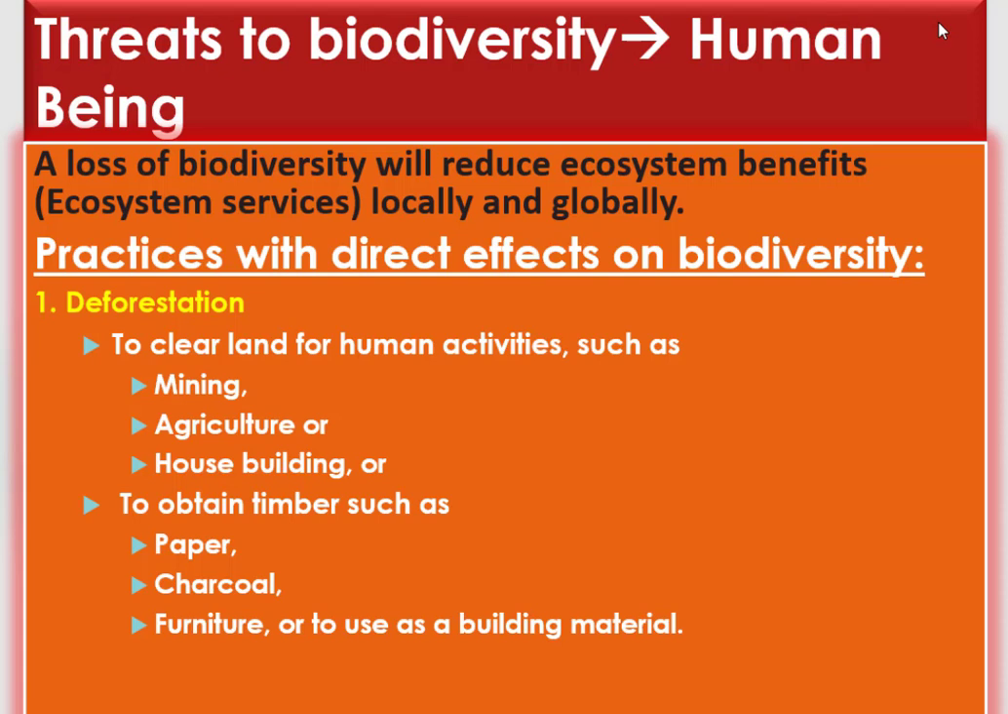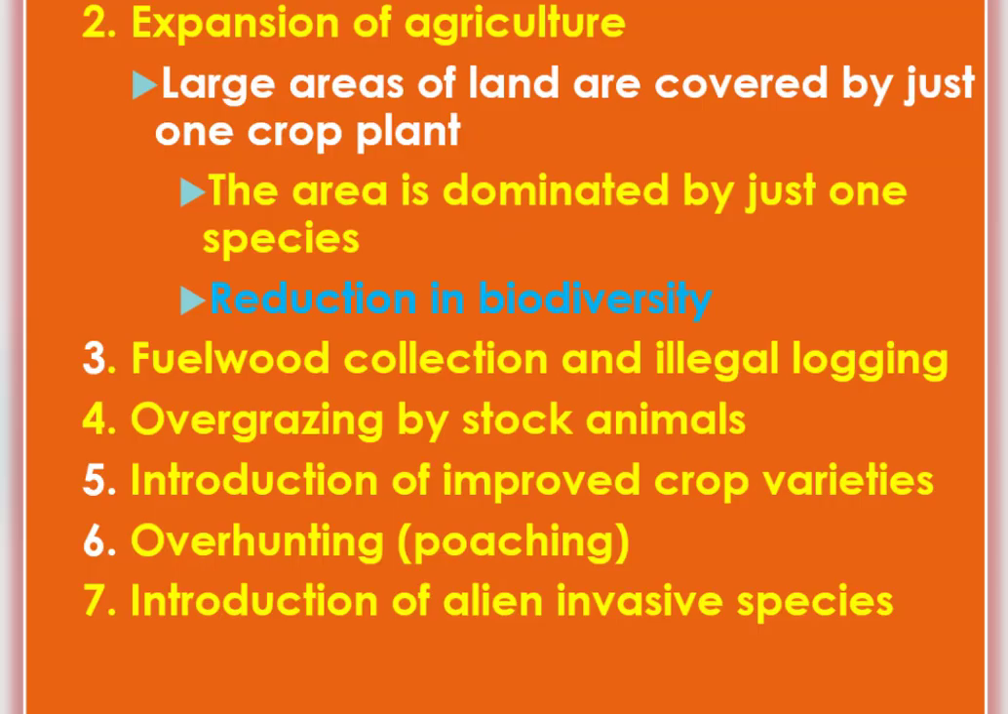The first reason is to clear land for human activities such as mining, agriculture, or house building purposes. The second reason is to obtain timber products such as paper, charcoal, furniture, or to use as building materials. The second practice with direct effect on biodiversity loss is expansion of agriculture.